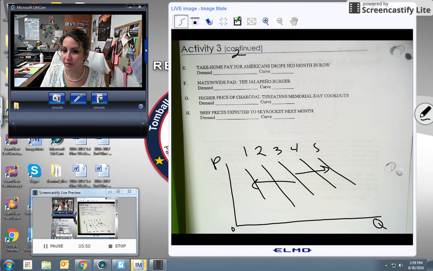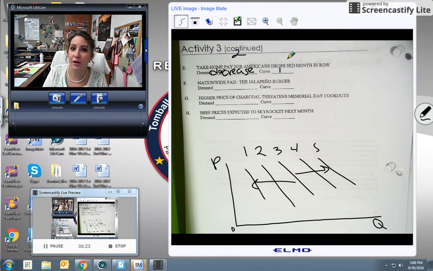So number 3, or letter E: take-home pay for Americans drops 3rd month in a row. That's take-home pay, so that's our income. So American income is dropping for the 3rd month in a row. People are getting laid off and not making as much money. And with less money, there's less stuff. There's less money to buy beef. And so your demand for beef will decrease once again. Now we are at curve 1 because we were at 2 before. Decrease to curve number 1.